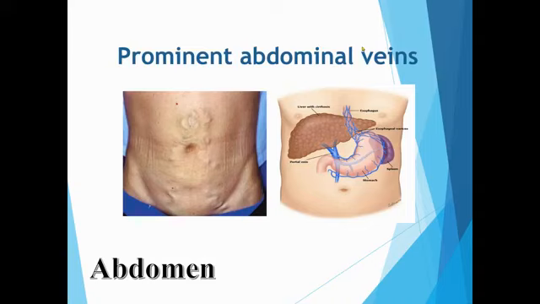These collaterals are most common near the umbilicus. Sometimes they radiate from the umbilicus. In that case, it is known as caput medusae. And what is the direction of blood flow? It is always away from the umbilicus in case of cirrhosis of liver.